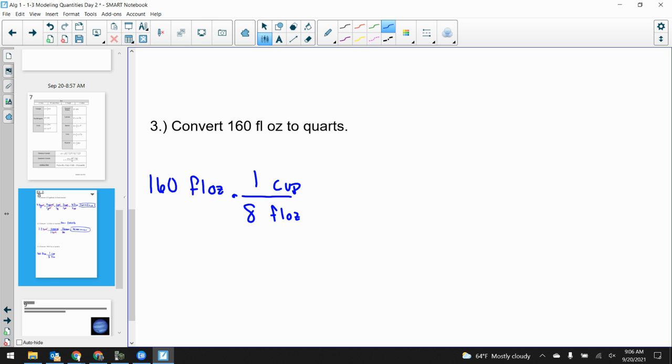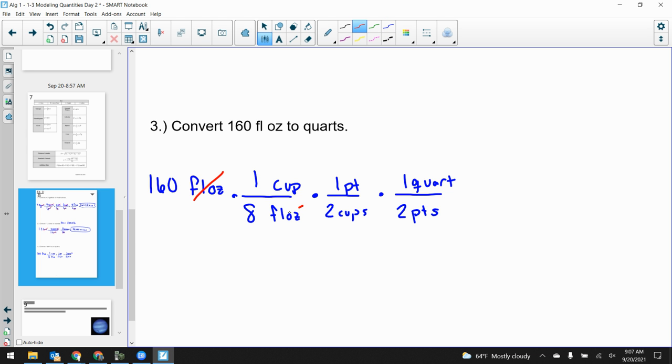The 1 doesn't always go on the bottom, especially when I'm decreasing the size of these things. I've got 160 fluid ounces, and I'm trying to figure out how many quarts that is. I need to decrease that number, so more numbers are going to go on the bottom than the top. Now, can I have cups to quarts? No, there's no cups to quarts, but there's cups to pints. So 2 cups is 1 pint, and we know 2 pints is 1 quart.